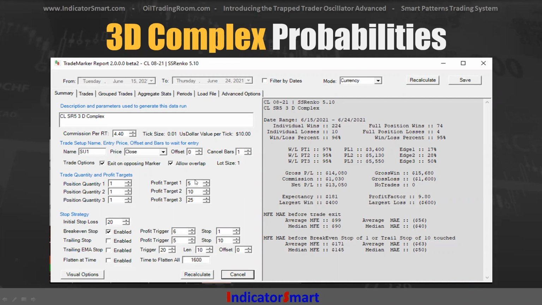97% to 5 ticks, 95% to 10 ticks, and 95% to 25 ticks, given that I go to a break even after I go 6 ticks.